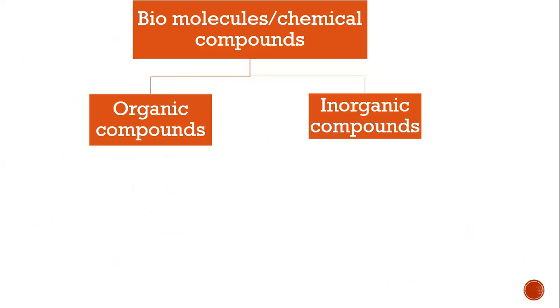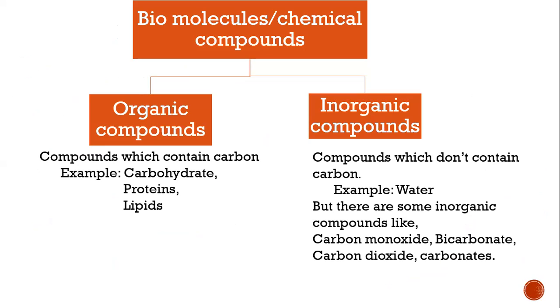Chemical compounds that build up the living matter can be divided into two categories as organic and inorganic. Organic compounds contain carbon, inorganic compounds don't contain carbon. For an example, for organic compound, we can take carbohydrate. For an example, for inorganic compound, we can take water.